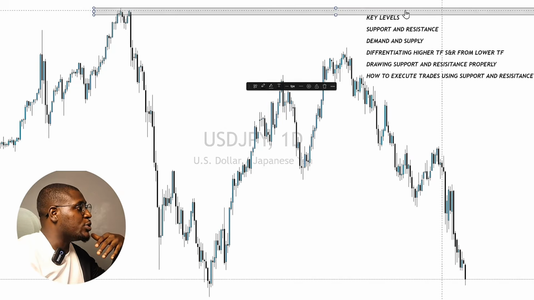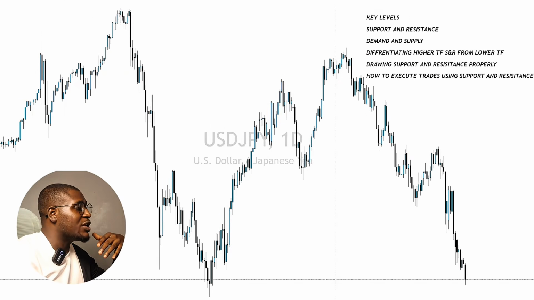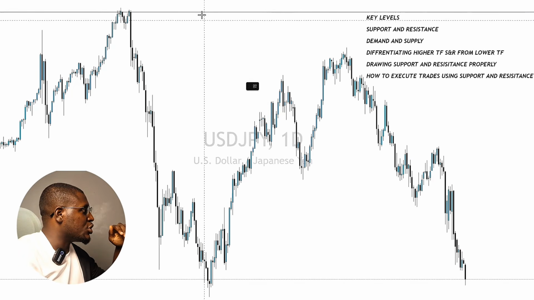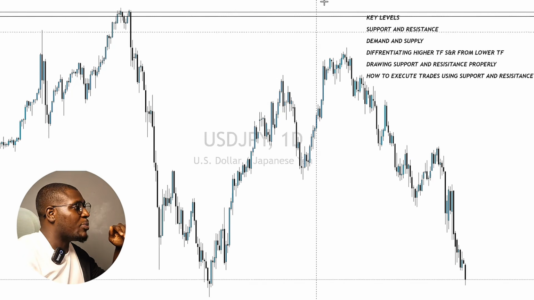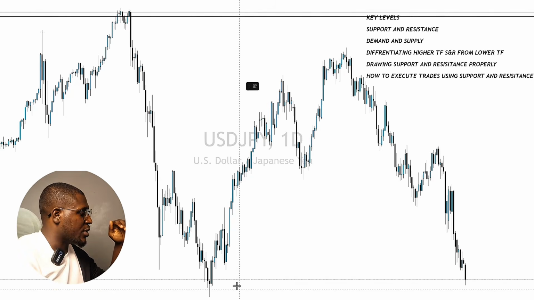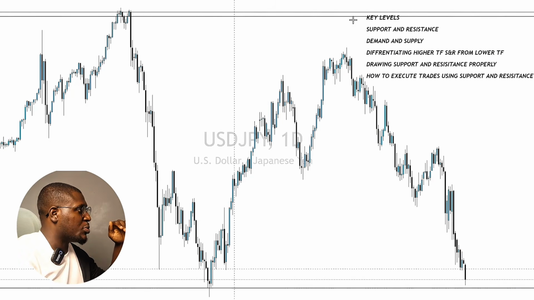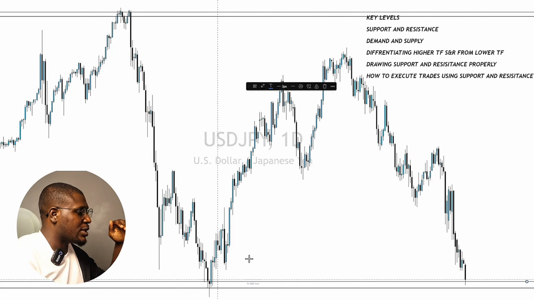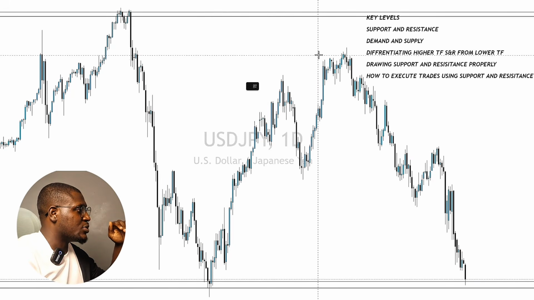So sometimes, especially for the higher time frames, I want to identify the key support and resistance on the higher time frame first, and I'd like to use two lines, just to feel that point very well. So we can come to this support level here, and I would also use two lines at this point here. And then for this resistance level here as well, I would use two lines.